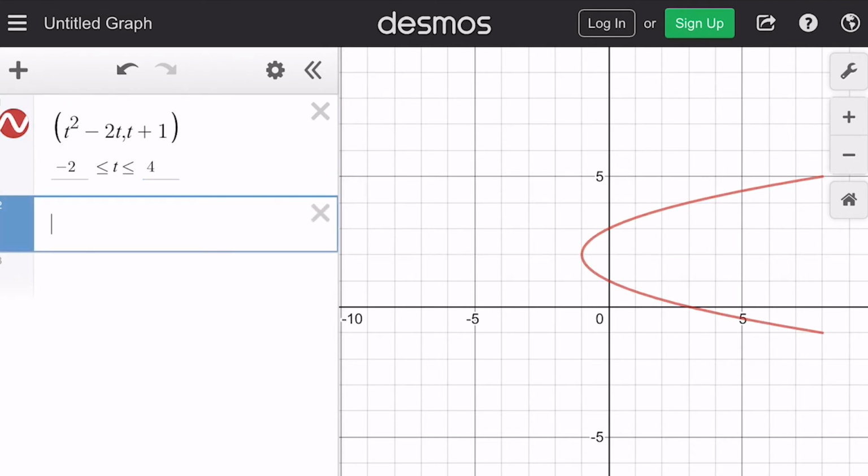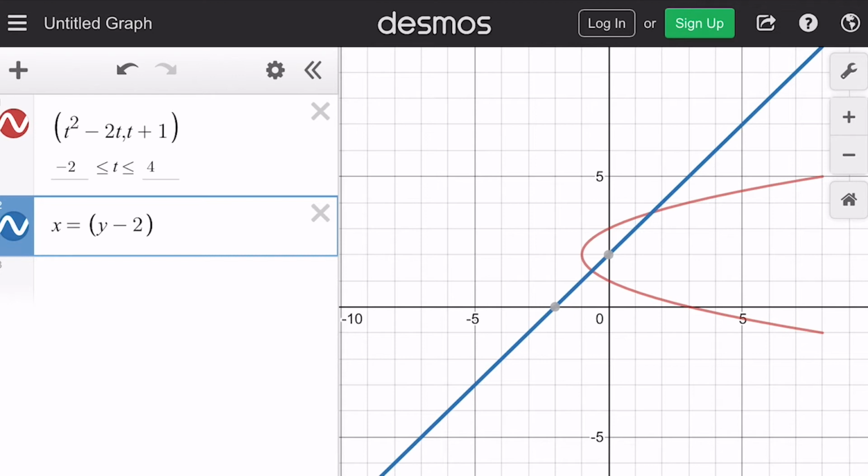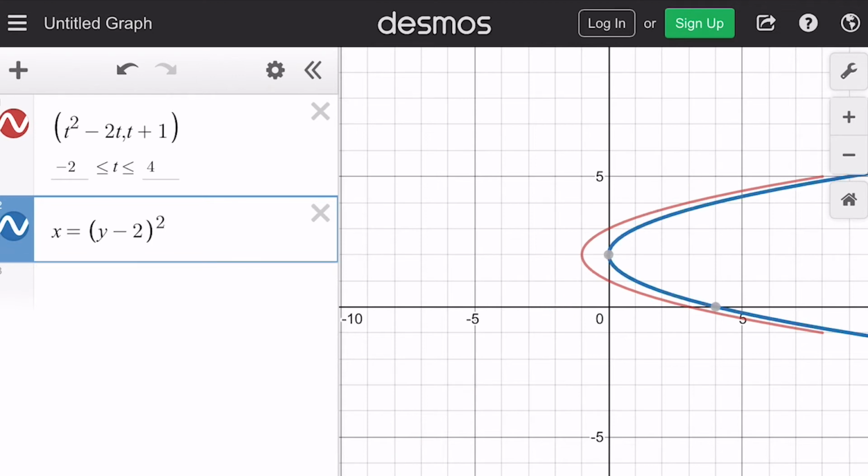Let's put in also our Cartesian equation and see if it overlaps. So x equals (y minus 2) squared minus 1. And yes, you can see that it overlaps.